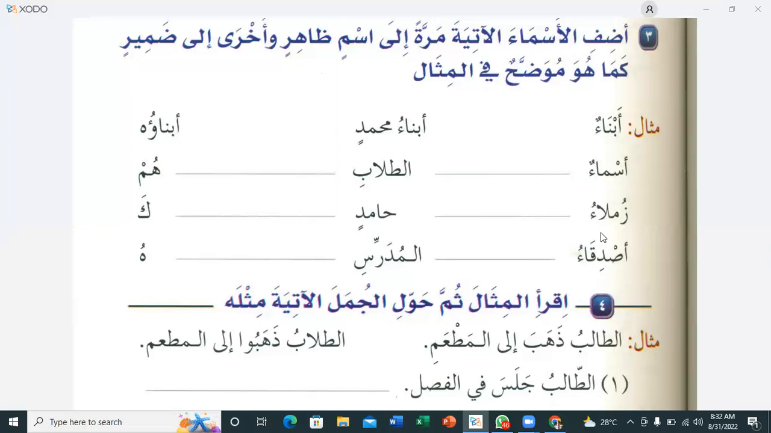Yes, ma'am. In this first fill in the blanks, Asma'u Tullabi, we have to write Tullabi, or in the middle it is written Tullabi, so we don't have to write Tullabi. Hello, ma'am, can you hear me? Yes, just fill in this blank only. So we have to write the plural of asma'u, the visible noun. Yes, asma'u and zumala'u and asdika'u. Write in this blank. And in this, we have to write the pronouns.